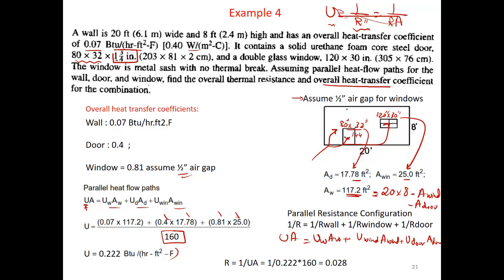If we need to find R, we'll simply use this equation from here. So R is 1 over UA, so 1 over 0.222 times 160, that will give you 0.028.